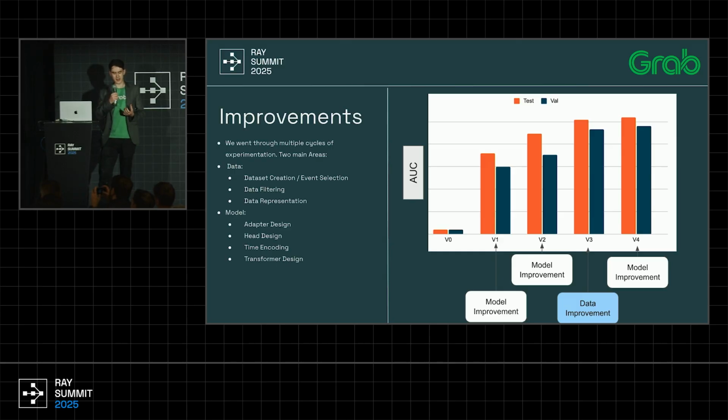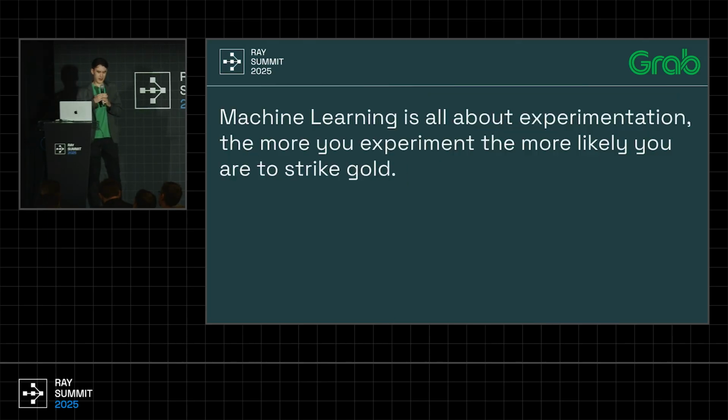Then on the model design, data representation and adapter design are closely tied together. How do we deal with the different head designs, like the hierarchical classification and target network I showed, time encoding, which is also very important, the main transformer design, and so on. Continuously iterating to get better over time is very important. Machine learning is all about experimentation, so the more you can iterate, the more likely you are to strike a good result.